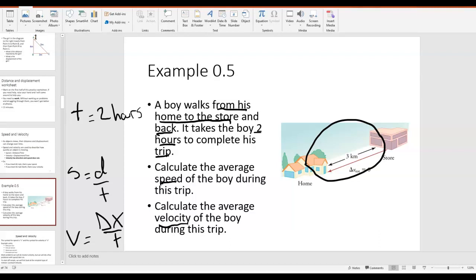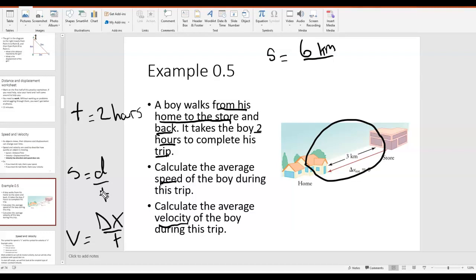So let's use the picture to answer the question. If I want to find the average speed of the boy, I need to find what distance the boy traveled. If you look at the picture, it's 3 kilometers, km is for kilometers, from his home to the store. So if he goes 3 kilometers to the store and then 3 kilometers back, that means the total distance he's traveled is 6 kilometers.